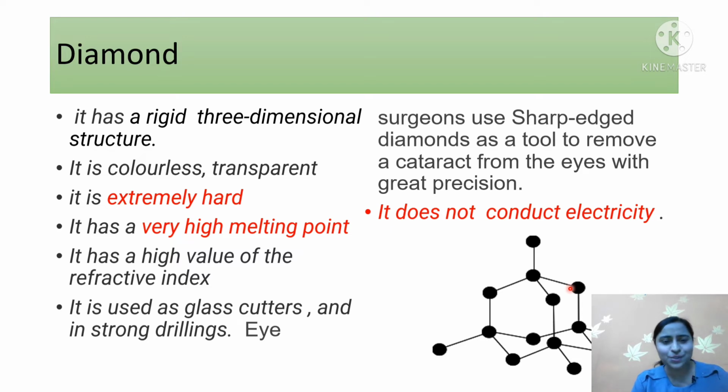Okay. Students, do you know which is the hardest known natural substance? Yes, it is diamond. And it has a very high melting point. And what is the reason behind that? The reason lies in its bonding. Carbon has covalent bonds. Okay, each carbon is bonded with four covalent bonds, and it is the reason that it has a very high melting point.